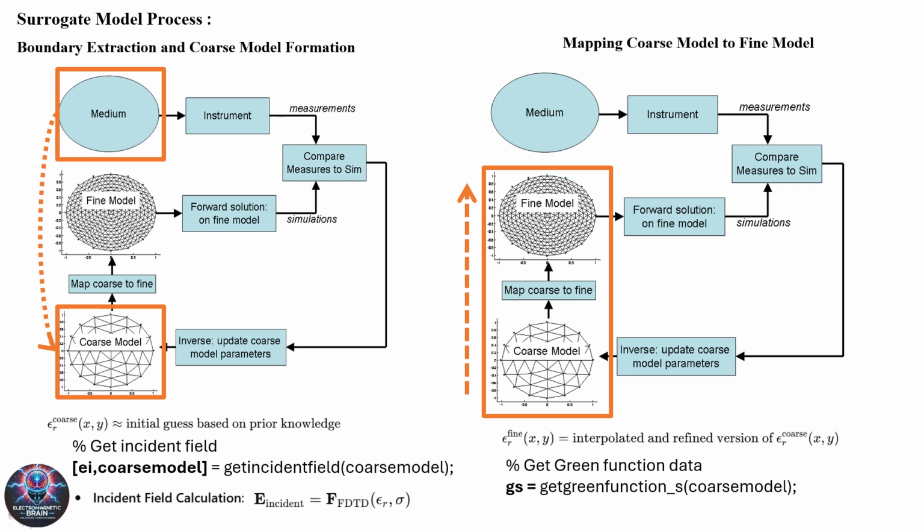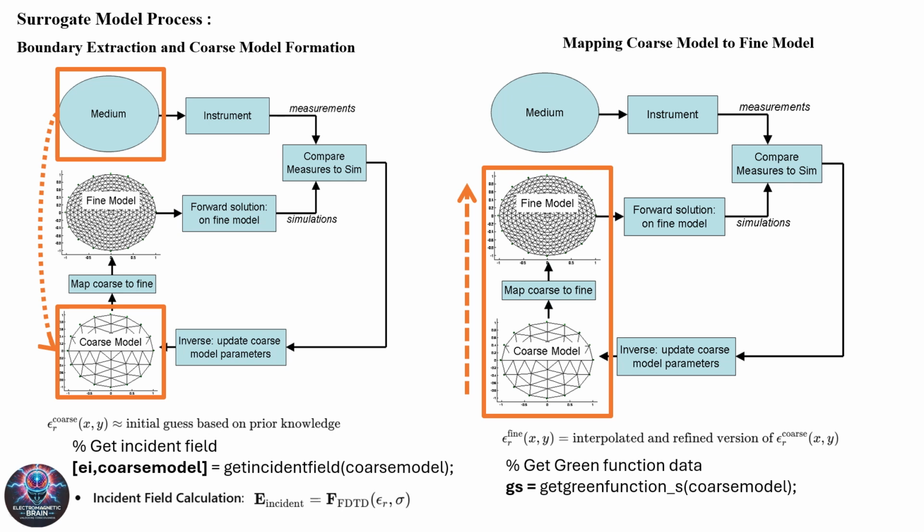The getincident field function defines how the initial microwaves propagate through the medium, which represents the medium before any scattering occurs. The function outputs the incident field EI, used as the basis for forward modeling in later steps.